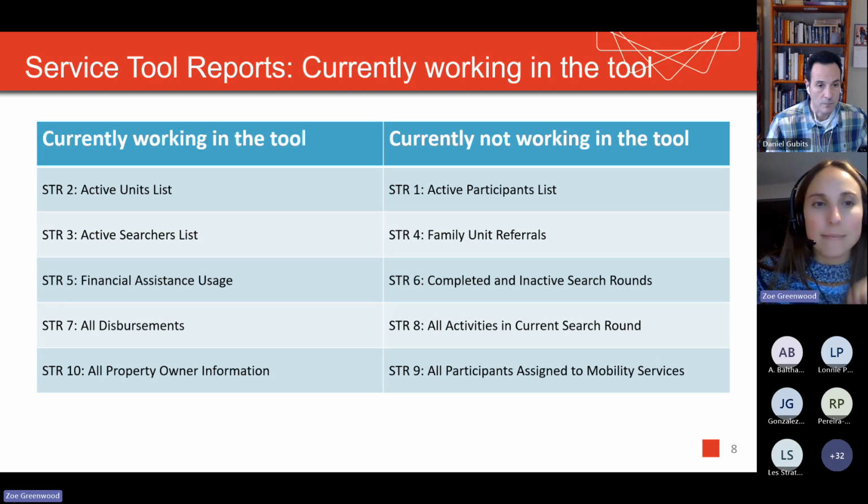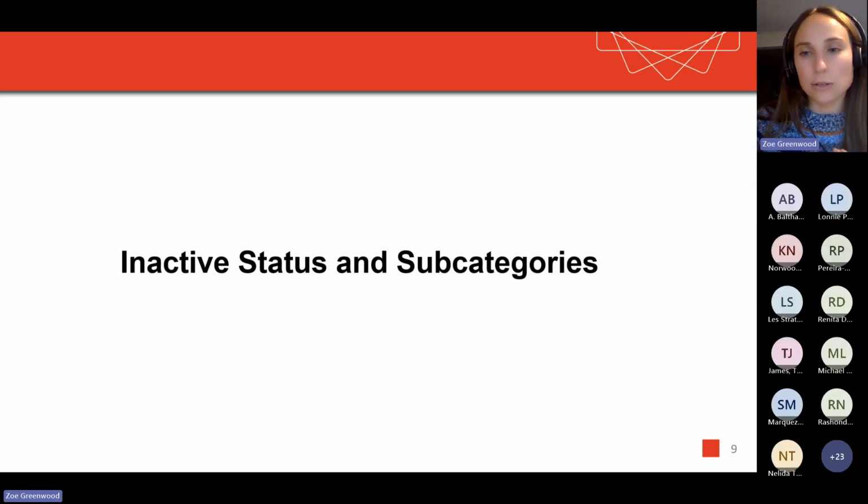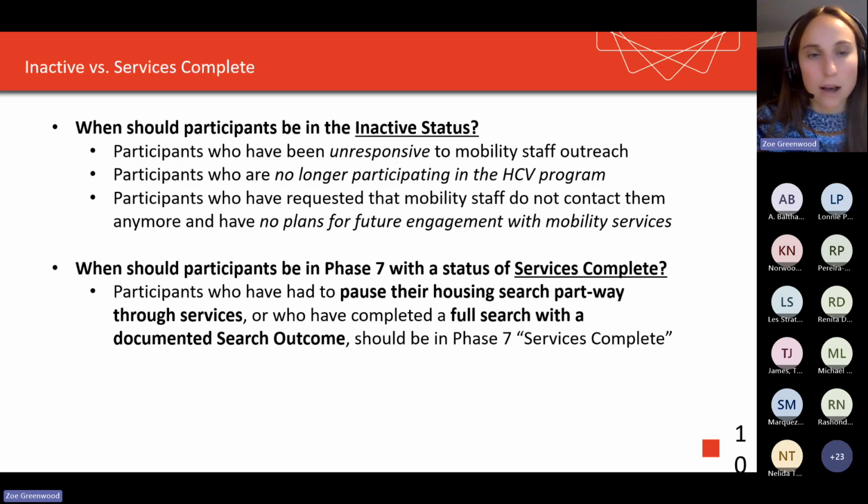All right. Thanks, Danny. So the first non-report related tool revision that I'm going to talk about is these new subcategories that have been added to the inactive status. As I'm sure you're aware, there are 3 different statuses that a service tool household can have. They can be active, that's just the standard, going through my mobility services, my coach. You can be inactive, or you can be in services complete.